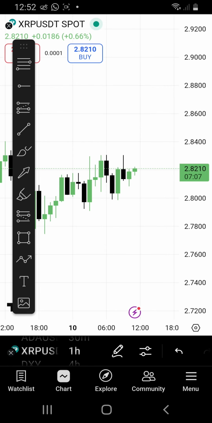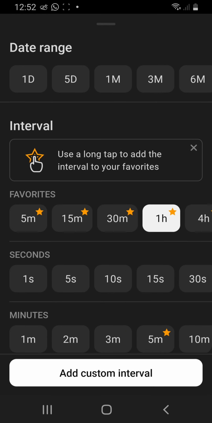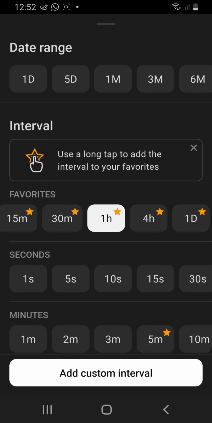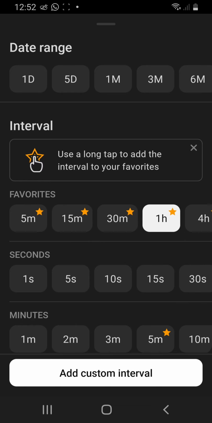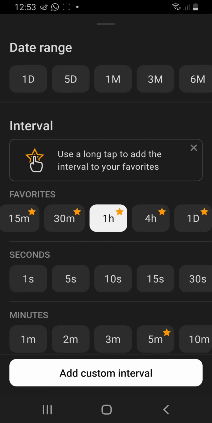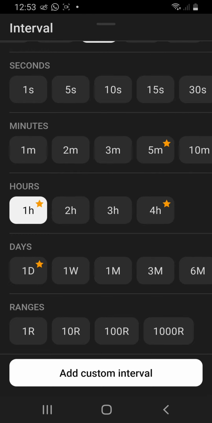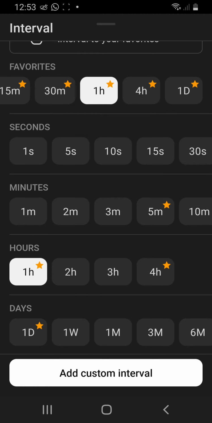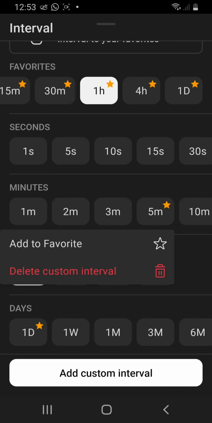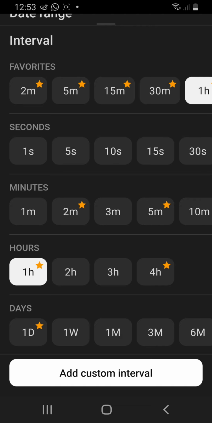So you can change it based on the strategy. On my day trading and swing trading strategy, I add 5 minutes to favorites, 15 minutes, 30 minutes, 1 hour, 4 hours, and daily. Any time frame that you want to add to favorites, you just click it and hold it, then add to favorite. If you want to remove it, hold it again and remove favorite.